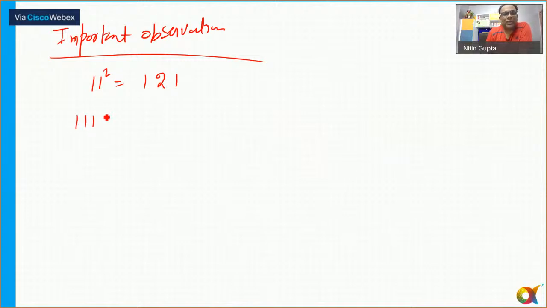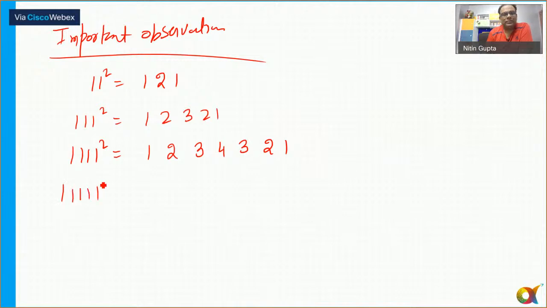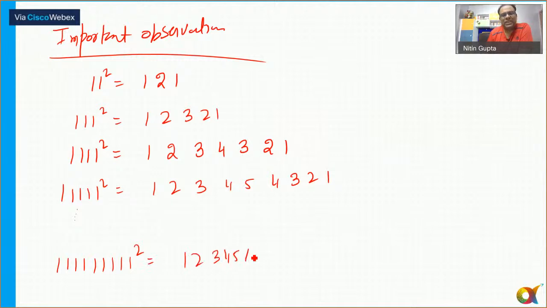If there are three 1s squared, it will be equal to 12321 straight away. If there are four 1s squared, then start with 1, 2, 3, 4, 3, 2, and 1. If there are five 1s squared, then I can say 1, 2, 3, 4, 5, 4, 3, 2, 1, and so on. So this is valid till nine 1s squared. So if I need to find the square of a number with up to nine 1s, this will be 1, 2, 3, 4, 5, 6, 7, 8, 9, 8, 7, 6, 5, 4, 3, 2, 1.